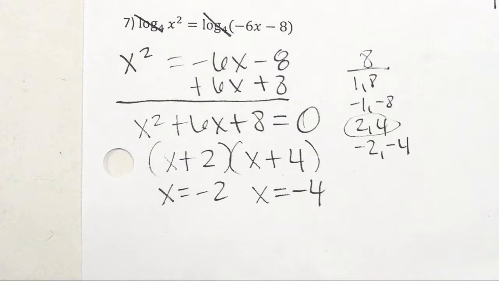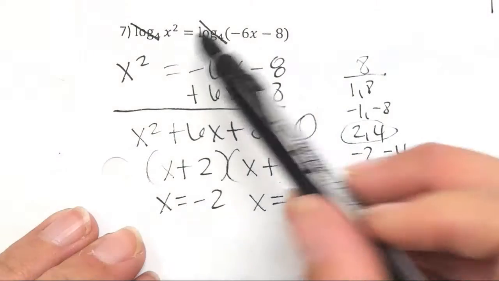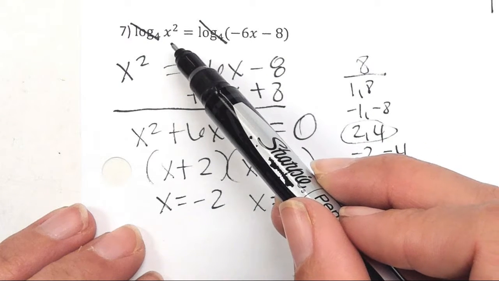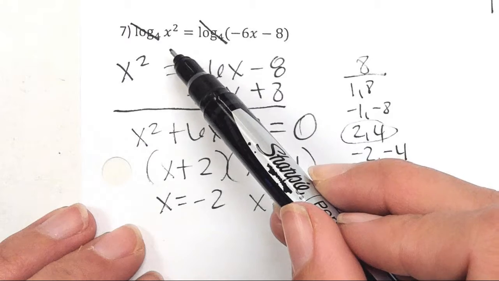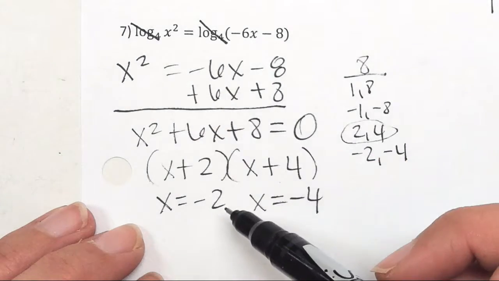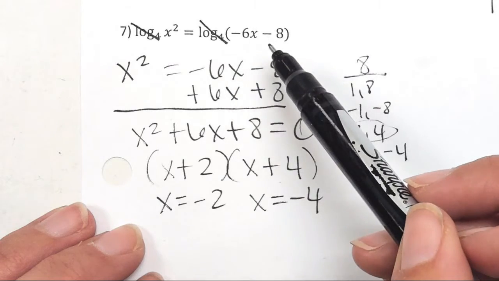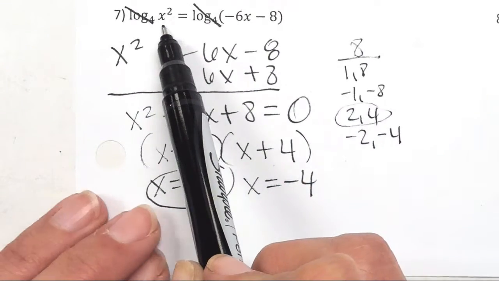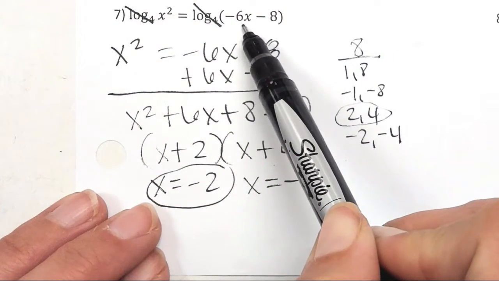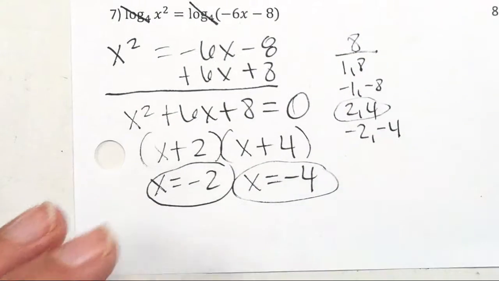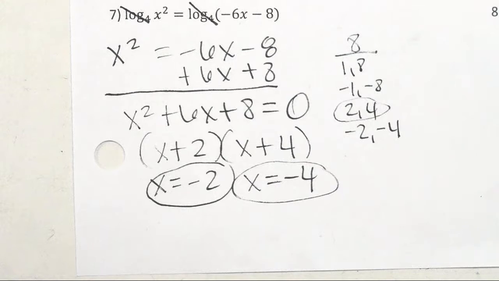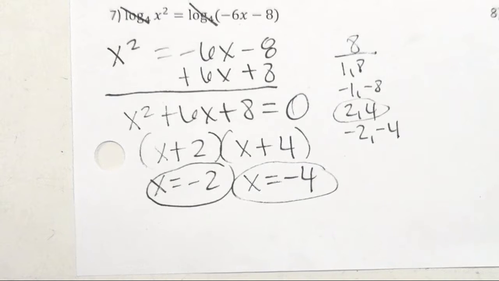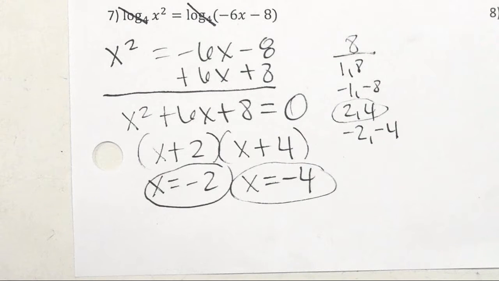Do you have a question, Will? Alright, now we can check them. If we plug in negative 2 squared, that gives us 4. And if we plug negative 2 in here, we get positive 12 minus 8, which is 4, so this one's good. This side gives us 16, and negative 4 times negative 6 is 24, minus 8 is 16. So both of these work. Why do they work? Because when you plug them in, you get the same positive number on both sides.